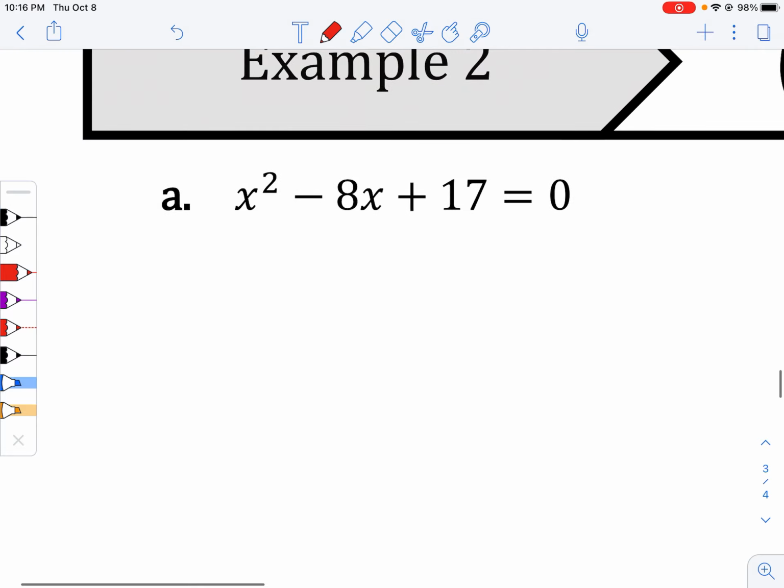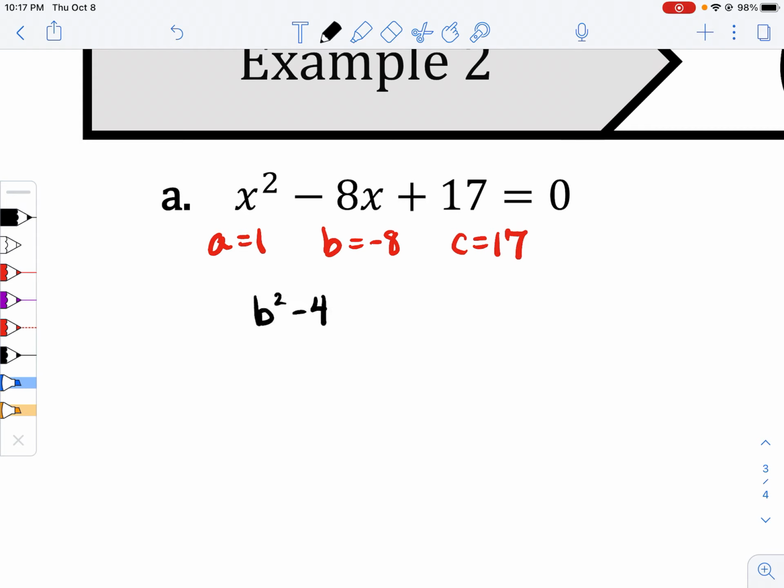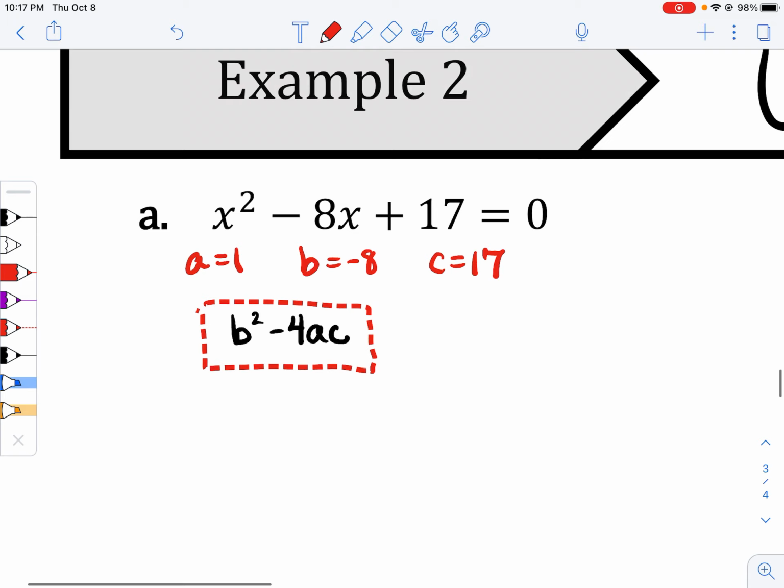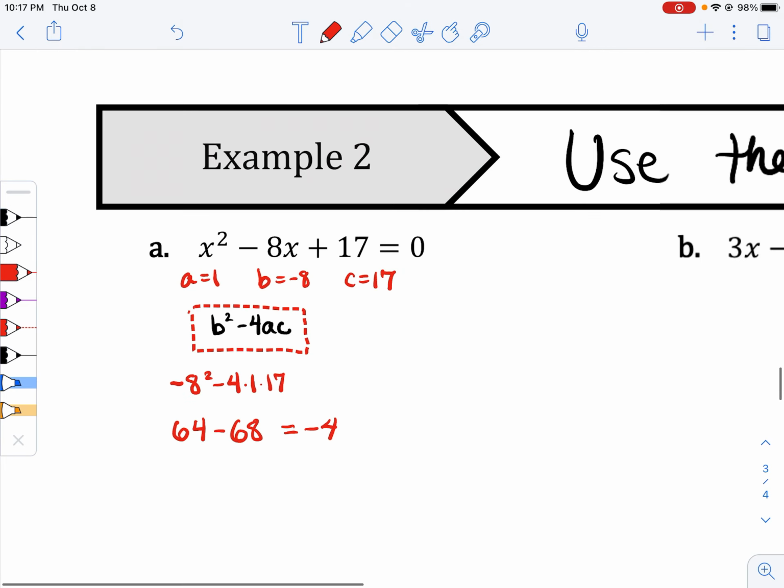So again, just like yesterday, you have to make sure it is in standard form. So we have x squared minus 8x plus 17 equals 0. This is in standard form, so I can name my a as 1, my b is negative 8, and my c is 17. Now, unlike yesterday with the quadratic formula, we're just going to plug it into the b squared minus 4ac part. You're not going to plug it into a square root or anything like that, just this. So when you plug it in, it would be negative 8 squared minus 4 times 1 times 17. So negative 8 squared is a positive 64. Minus 4 times 17 is 68. So this is negative 4. So we have a negative discriminant.